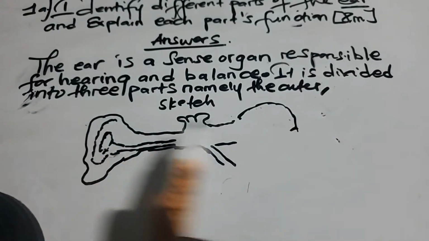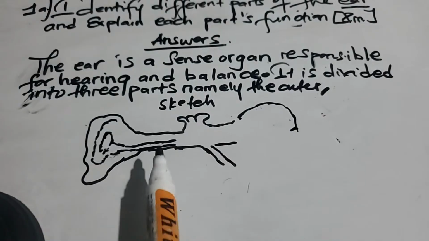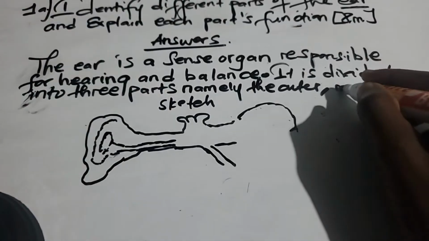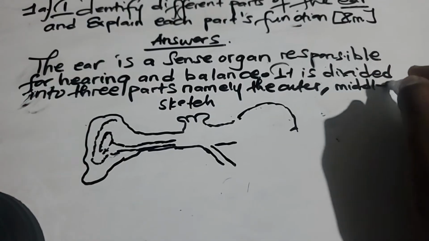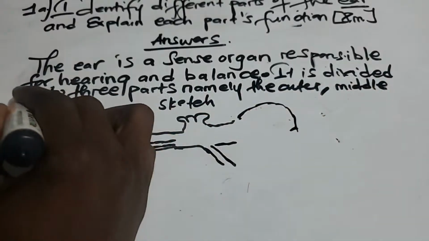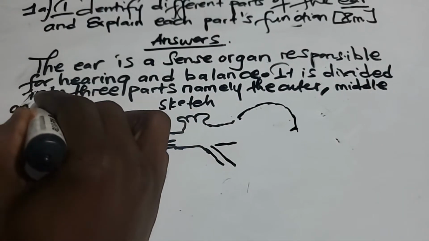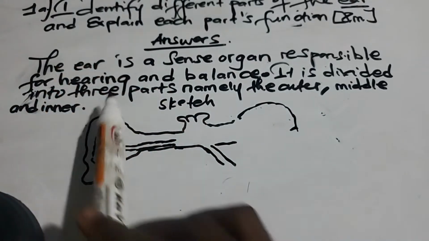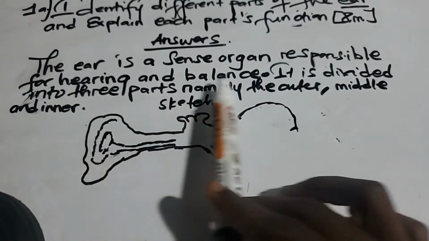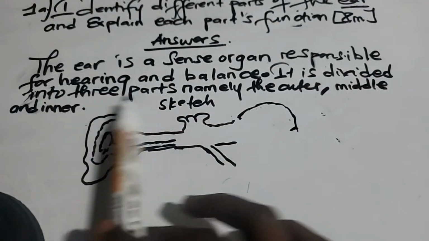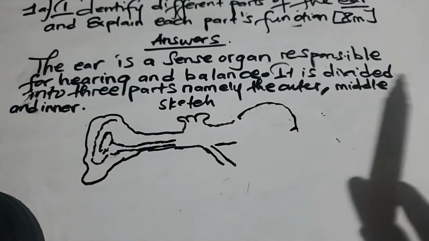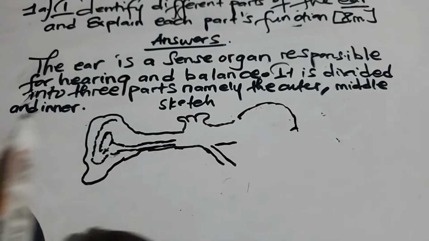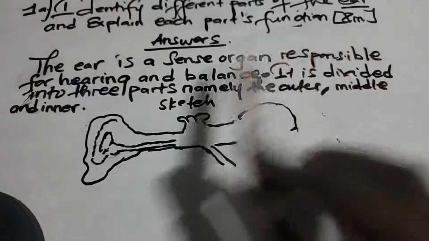So this ear which we are seeing here is divided into three major parts. We have what you call the outer part, then we have the middle part, and lastly the inner. This is what we're going to talk about. So don't forget, the ear is a sense organ responsible for hearing and balancing. It is divided into three parts, namely the outer, middle, and inner. This is what we're going to say.